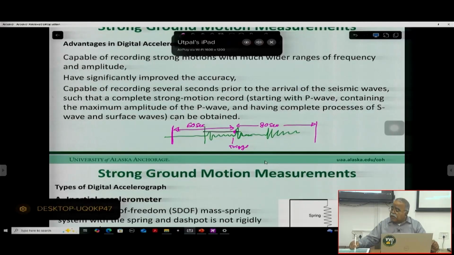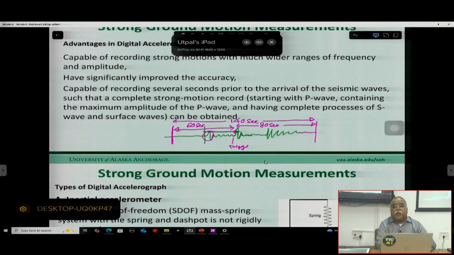So the total length of the record is basically 140 seconds, right? That is what you have to put into the accelerometer as a parameter setting, and that will give you enough time series where you can successfully get the P wave and also the S wave, and also the surface wave, including the coda.